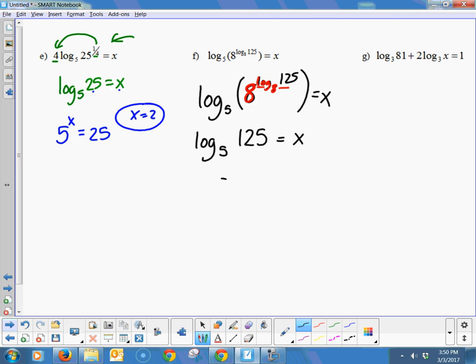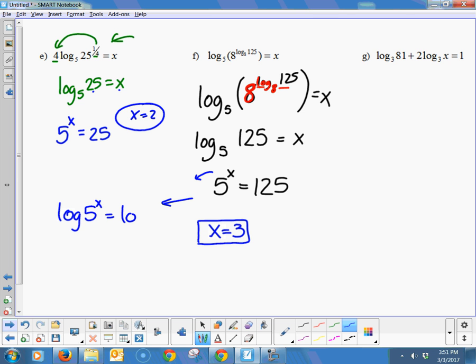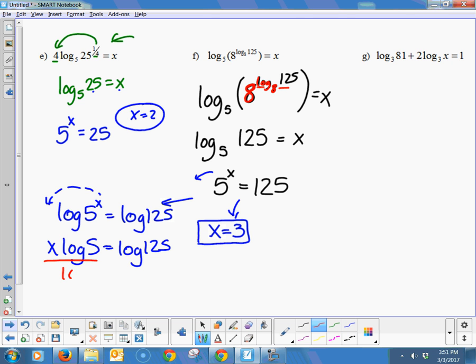And now we can write this in exponential form. 5 to the x equals 125. You could just know that 5 to the third is 125, so x must be 3. If you wanted, you could take the log of each side. You could say log of 5 to the x equals log of 125, and then swing the little x out front. x times log of 5 equals log 125. That's all unnecessary if you recognize that this is just 3. But if you had to do it on a calculator, divide by log of 5, and now your calculator would tell you it's going to be 3.